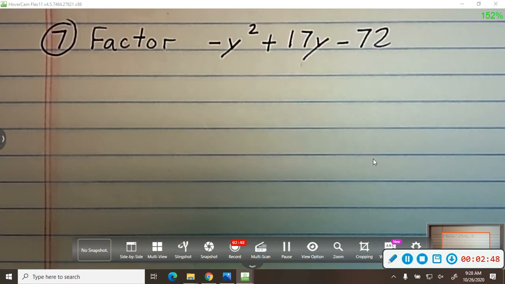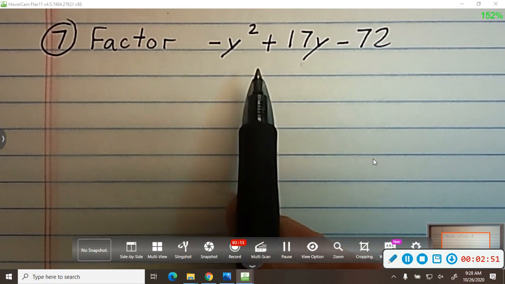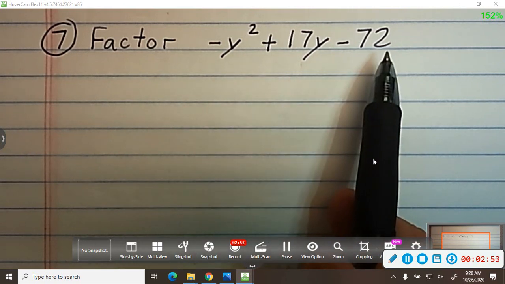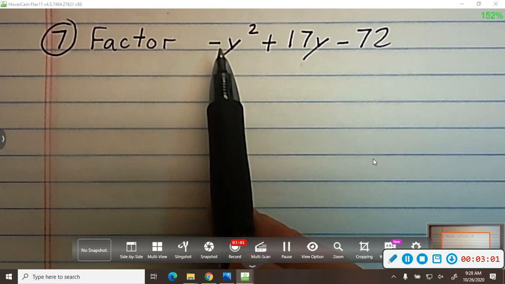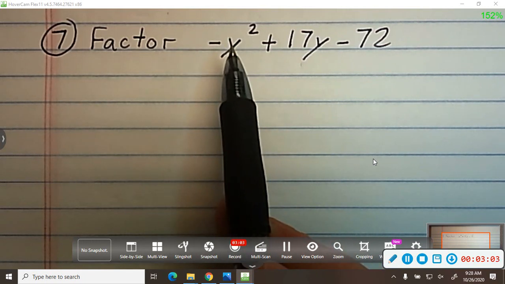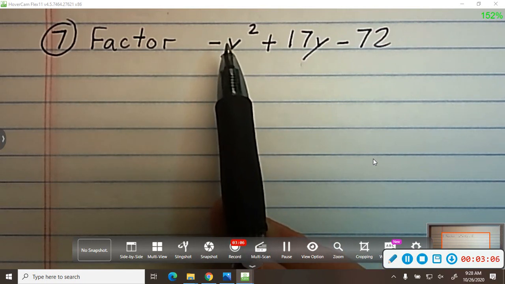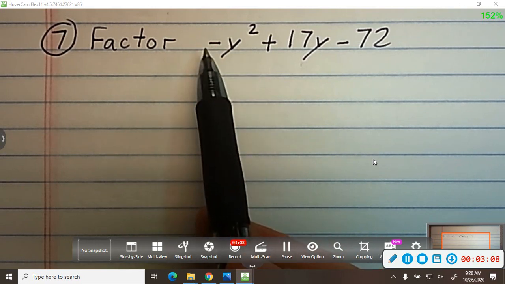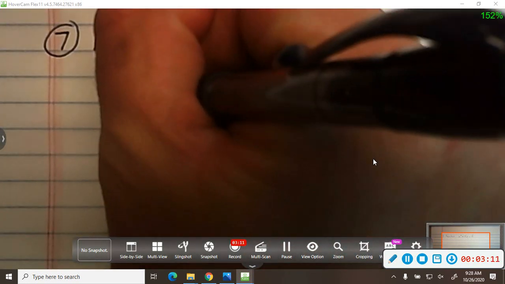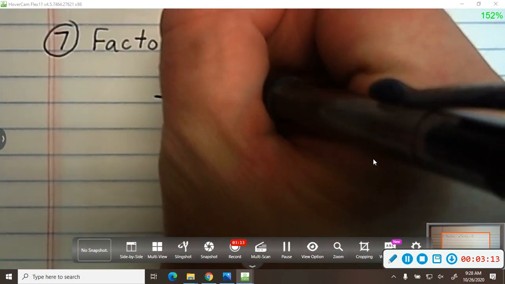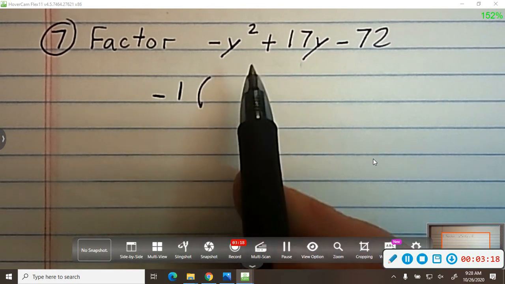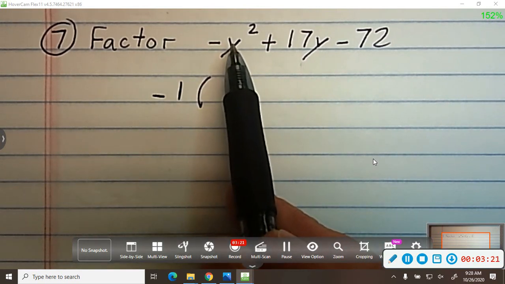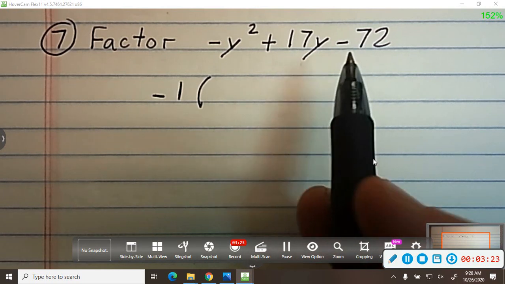Number 7. Number 7, I look at this and I say there's 1, 2, 3 terms. However, the term in front is a -1. When you're factoring, you never want a negative out front. Lucky for us, there's an easy fix to get rid of a negative out front. You just factor it out. When you factor out a negative, all it does is change the signs. It negates everything. So that's going to go from to positive, that to negative, that to positive.